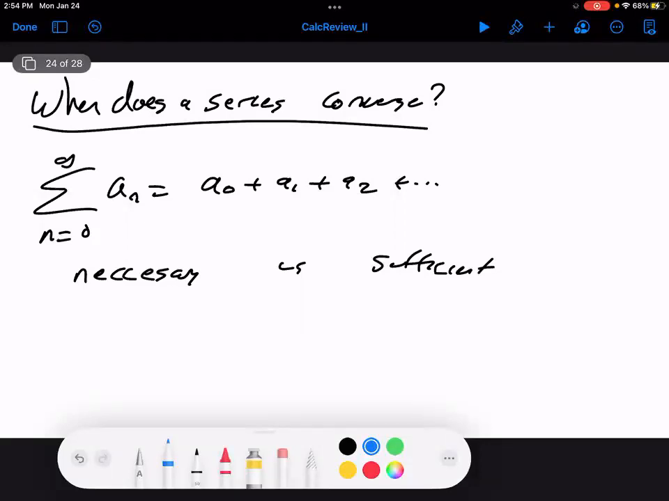So we want to understand the difference between a necessary condition and a sufficient condition. A necessary condition, this must happen. So if you want to win the Super Bowl, what is a necessary condition to win the Super Bowl? You're playing in it. If you are not playing in the Super Bowl, you will not win. What is a sufficient condition to win the Super Bowl?